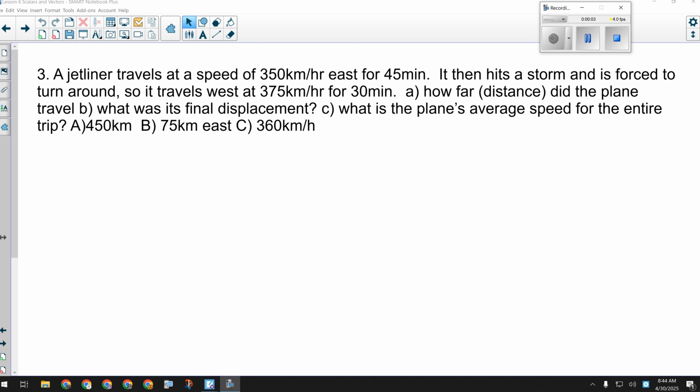Okay, so in case you're just really stuck on how to get started here, write down your givens first and break this thing up into part 1, part 2, and your totals. Okay, so a jetliner travels with a speed of 350 kilometers per hour east. That should actually say not speed, but 350 kilometers per hour east. That's not a speed, that's velocity.